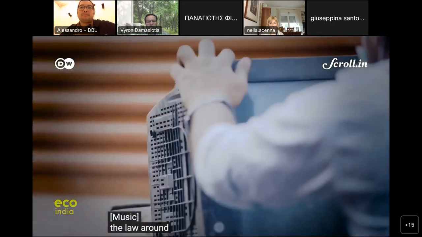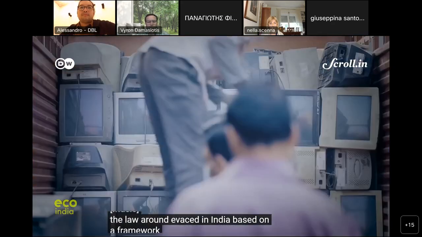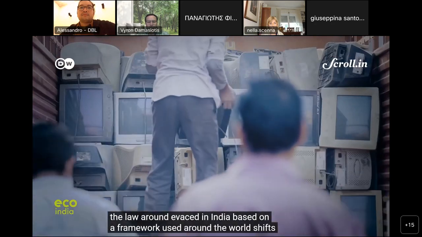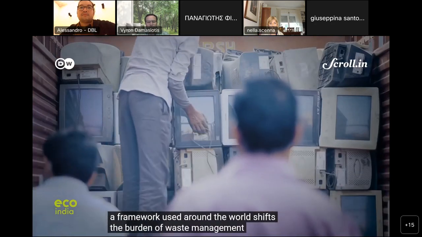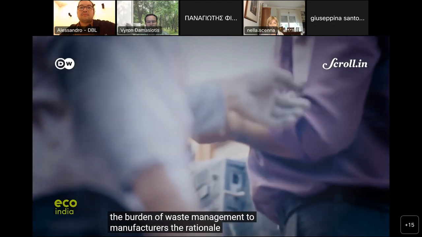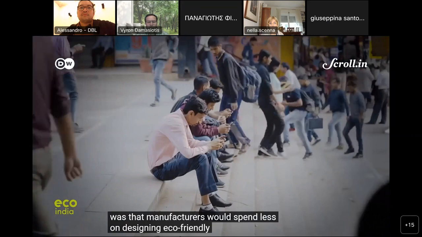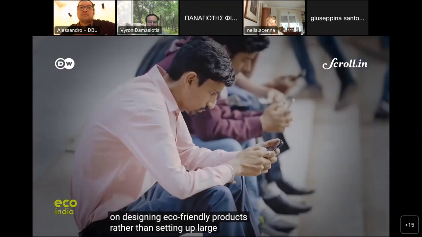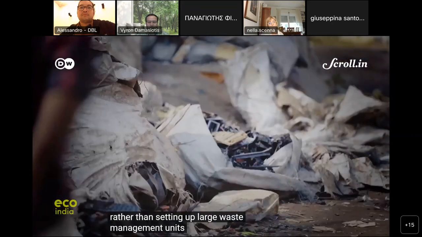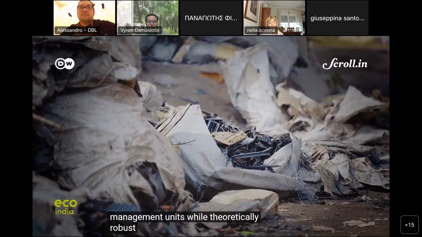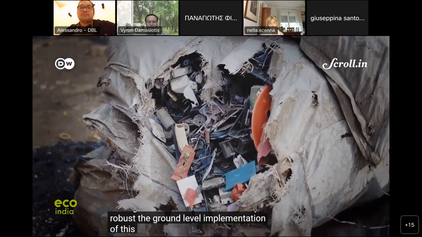The law around e-waste in India, based on a framework used around the world, shifts the burden of waste management to manufacturers. The rationale behind this was that manufacturers would spend less on designing eco-friendly products rather than setting up large waste management units. While theoretically robust, the ground-level implementation of this is very poor.